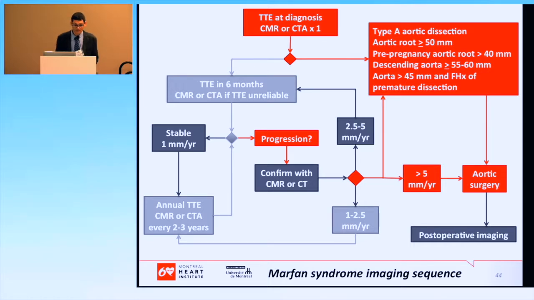If there is progression on echo, it should be confirmed with CMR or CT. And then if the progression is mild, so 1.2 to 5 millimeters per year, we could consider closer follow-up. But if the progression is more than 5 millimeters per year, that's considered an aortic surgery indication. And I've listed up here the standard indications that you know for aortic surgery.